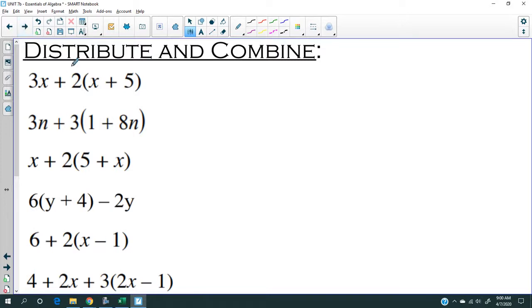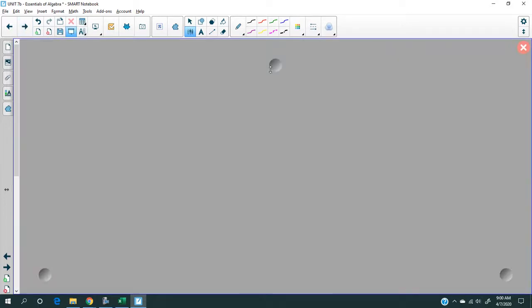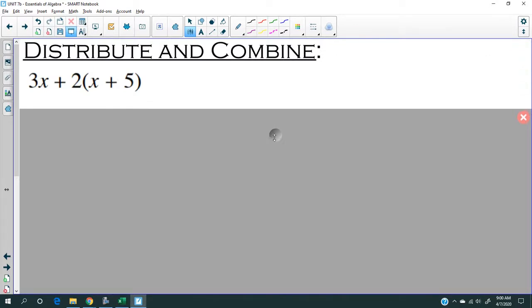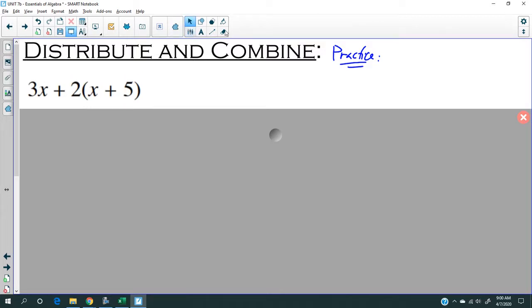Here we have a gazillion examples, so let's do these one by one. Let me show you this one more time. Go ahead and write this: distribute and combine. If you want, you can just write the word practice. Then I would like you to write this question down, and we're going to go ahead and do it. Okay, let's do this.